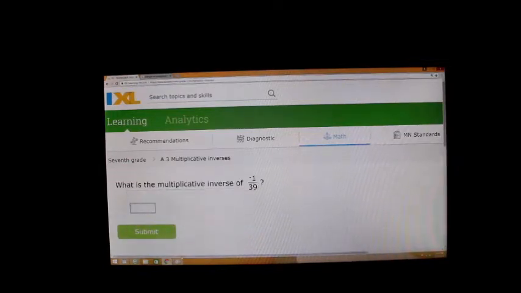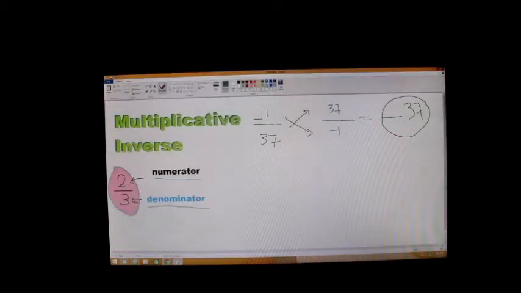What is the multiplicative inverse of negative 1 over 39? The question is asking us to find the multiplicative inverse of negative 1 over 39. All we have to do is switch the position of these two numbers. Therefore, 39 goes on the top and negative 1 goes on the bottom. We have to reduce it, so we do 39 divided by negative 1, which equals negative 39. And that's our answer.